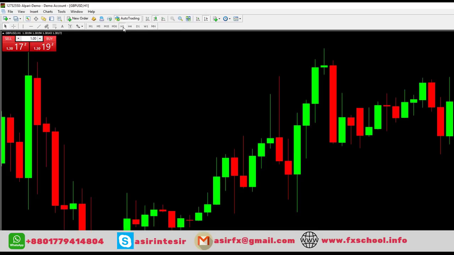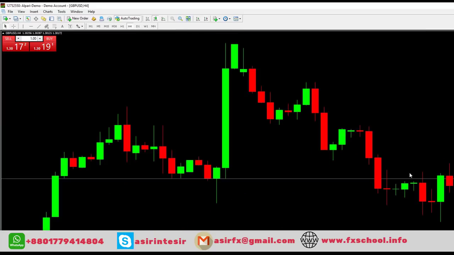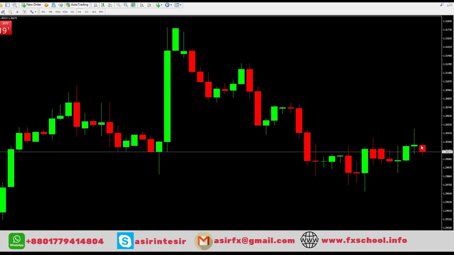So if I click H4, it means every candle is showing you the last 4-hour history. Here you can see a very big green candle. It means in these 4 hours the market went directly up, up, up, and there you can see some red candles. It means in this 4-hour period the market went down, down, and down.